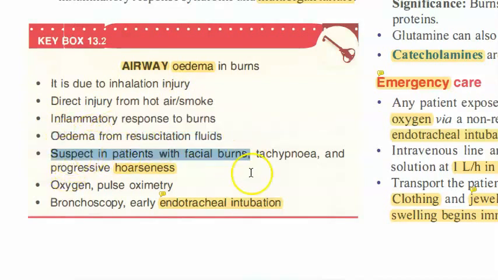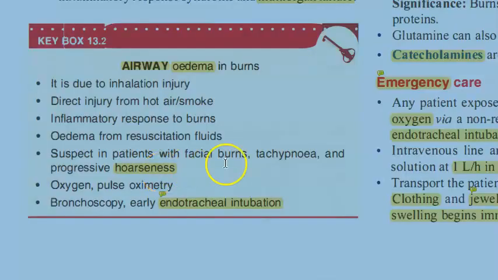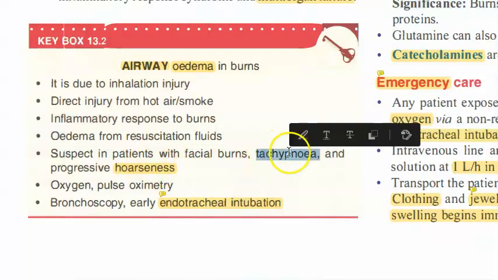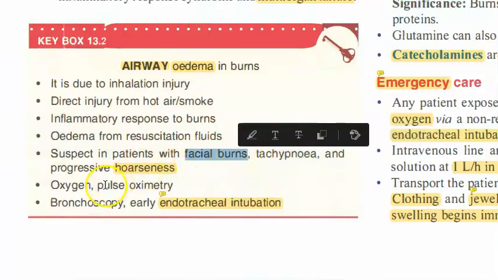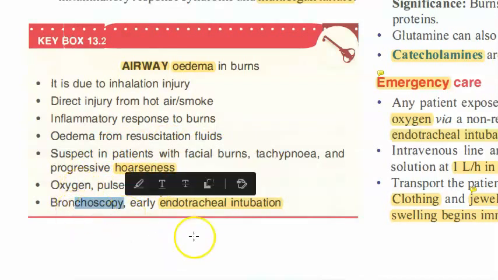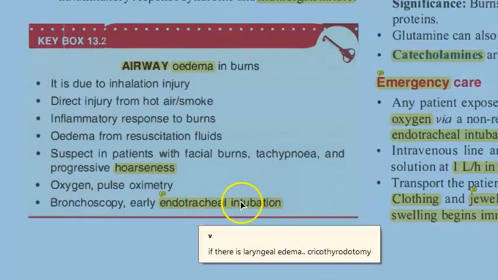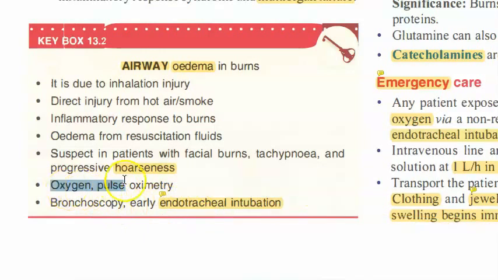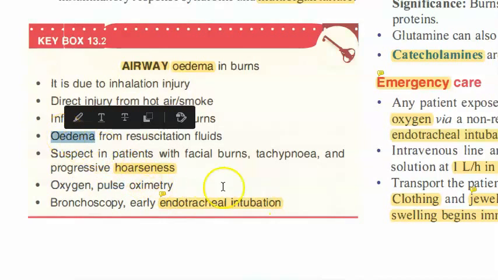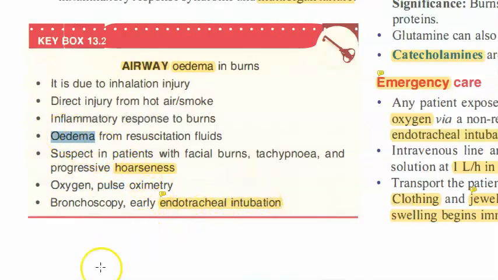Edema, okay. These people can have hoarseness, progressive hoarseness of voice, and tachypnea, that is fast breathing. People who have facial burns, then bronchoscopy you will have to do. You can do endotracheal intubation in these people. You will check the oxygen with pulse oximetry. So basically, if there is all this edema, then you can do cricothyroidotomy.